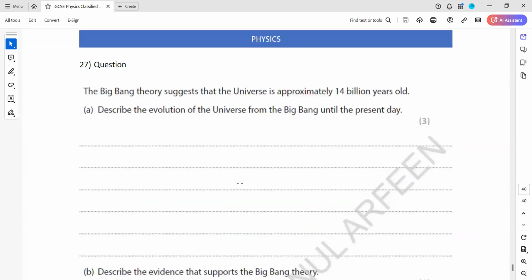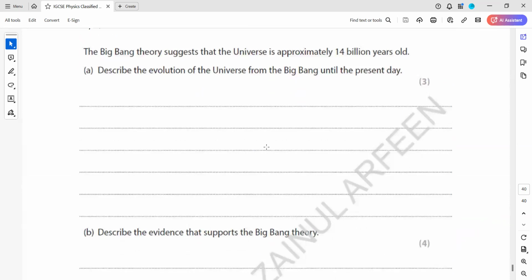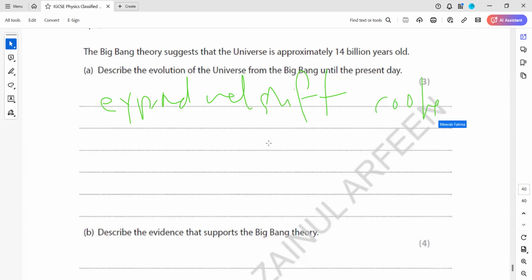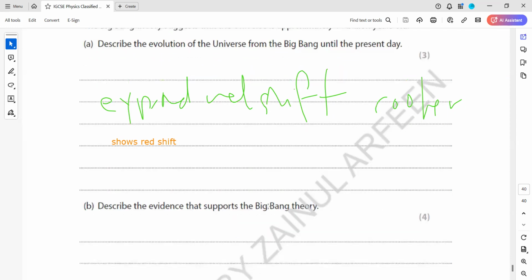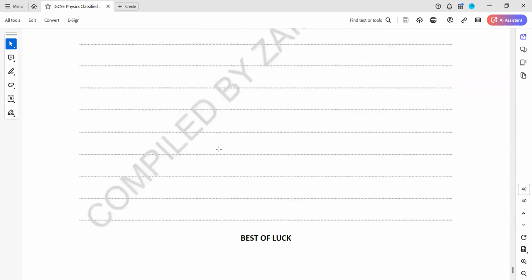Then the Big Bang suggests the universe is approximately 14 billion years old. Describe the evolution of the universe from the Big Bang until today. You have to explain that the universe was very dense and hot, and as it exploded, total momentum should be conserved, so everything is moving away from each other. What is the evidence that the universe is cooling down? That is the cosmic microwave background radiation which we receive. Show the redshift, and describe the evidence that supports the Big Bang theory. That's the same question: the cosmic microwave background as well as the redshift.